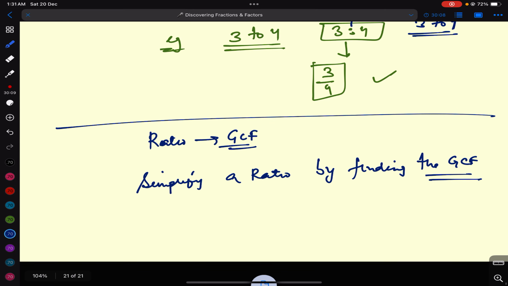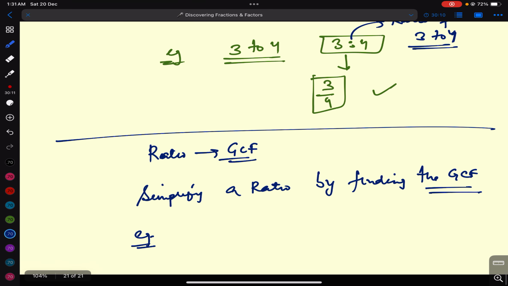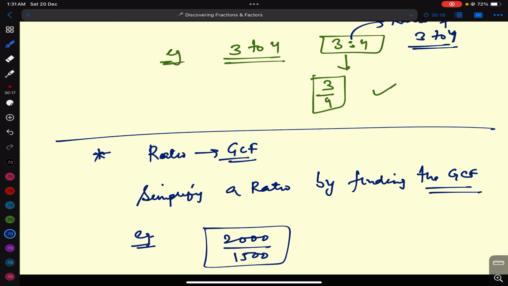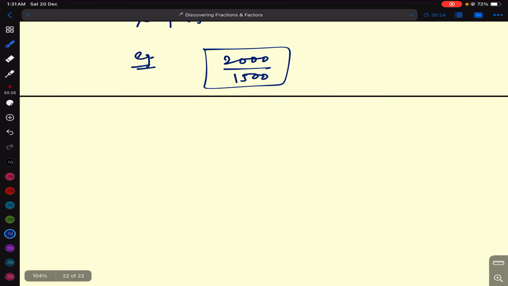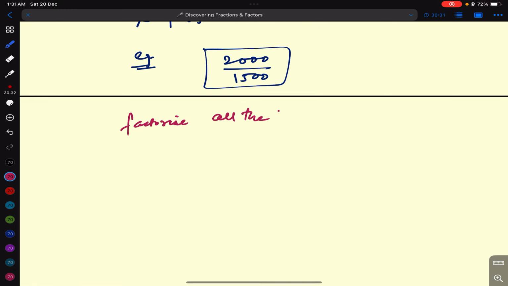Okay, for example, let's say 2000 divided by 1500. Now this is your ratio, right? How do we simplify this ratio? By making use of GCF is what we are discussing now. So what we are going to do is factorize all the numbers, which are 2000 and 1500 in this case, and find all the common factors.